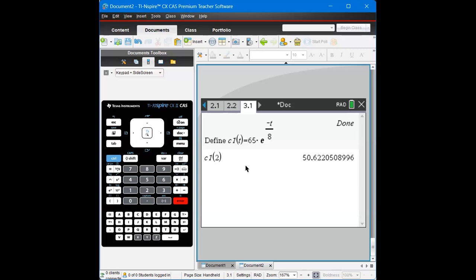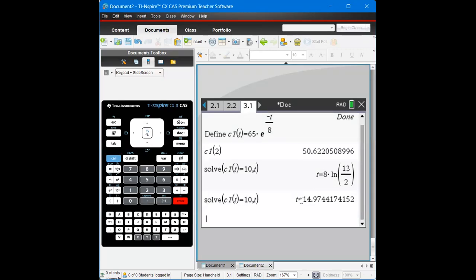And the second part, how long will it take for the amount of caffeine to reach 10 milligrams? There are 2 marks. So I will solve the equation equal to 10, comma t. This is the exact t value. And this is the decimal answer, but you have to read the question very, very carefully.